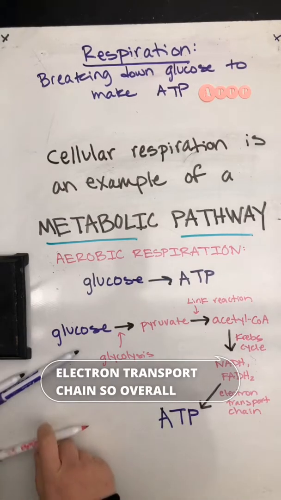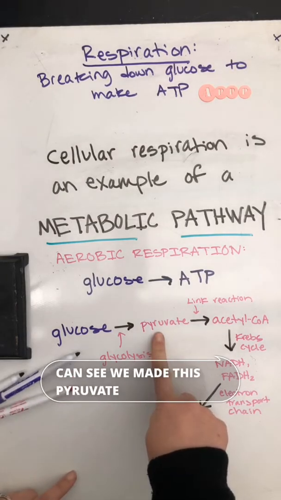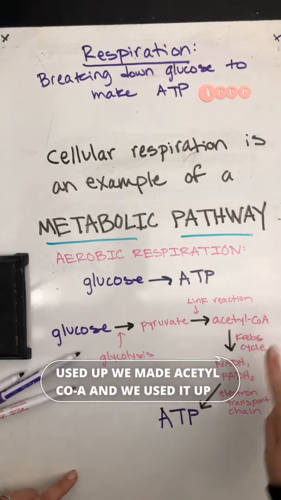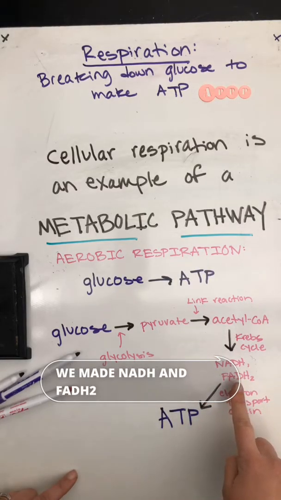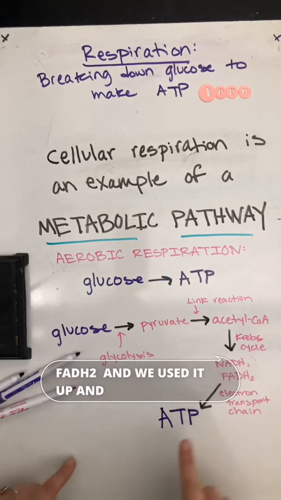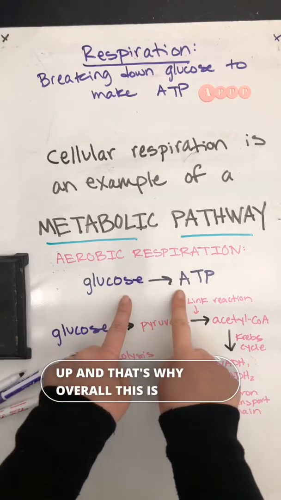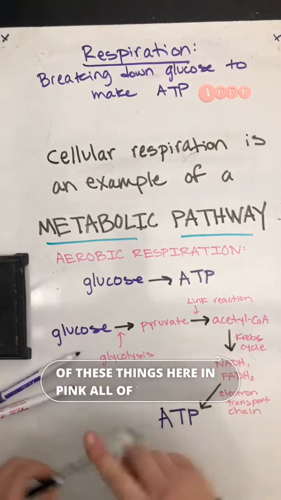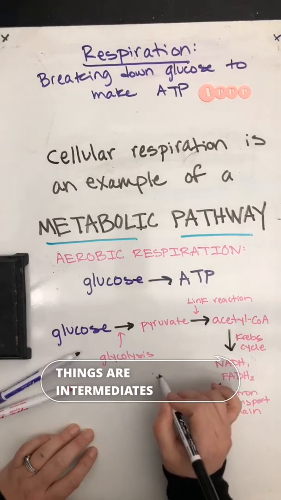So overall, you can see we made this pyruvate and then we used it up. We made acetyl-CoA and we used it up. We made NADH and FADH2 and we used it up. And that's why overall, this is our reaction, because all of these things here in pink are intermediates.